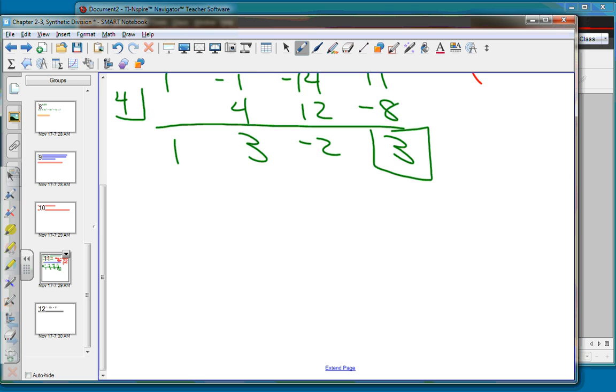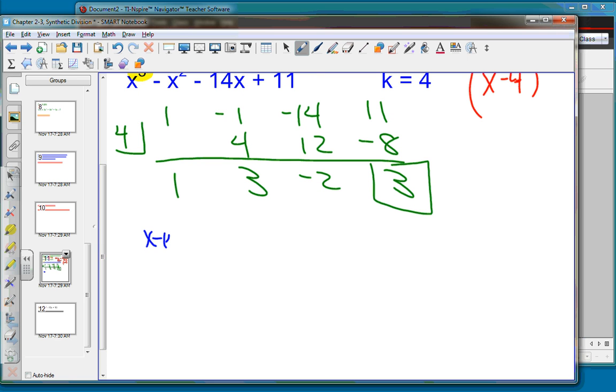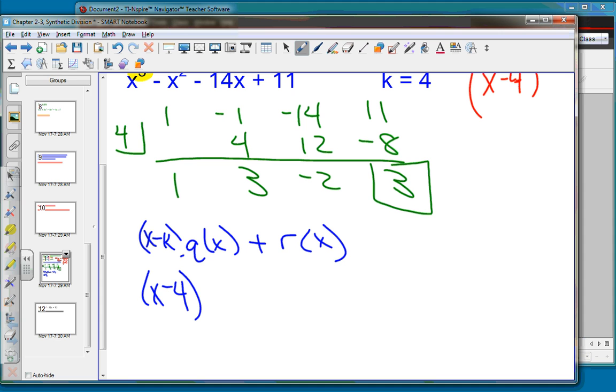So now it wants me to write it in that ugly little form. So that form is going to be x minus k times q of x plus r of x. But what this means is what is x minus k? In our example, it's going to be x minus 4. What's q of x? Q of x is this junk right here. So that's going to be x squared plus 3x minus 2. And then what's r of x? Well, r of x is going to be this jazz right here, my remainder. So all I have to do right here is put plus 3.